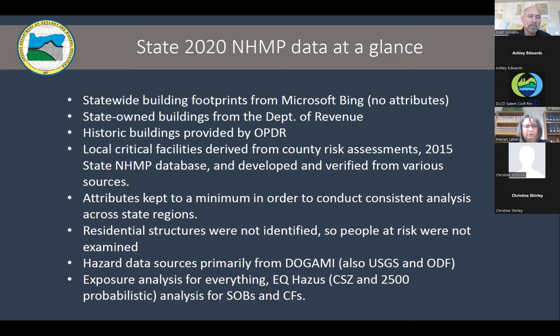So we kept the attributes for these buildings at a minimum because we just didn't have consistent data across the entire state. There were some places where we had very good developed data for buildings, where we've done risk assessments, but we haven't done that across the state yet. So we really had to keep it consistent. It was sort of like the least common denominator, I guess. That was what we went with.